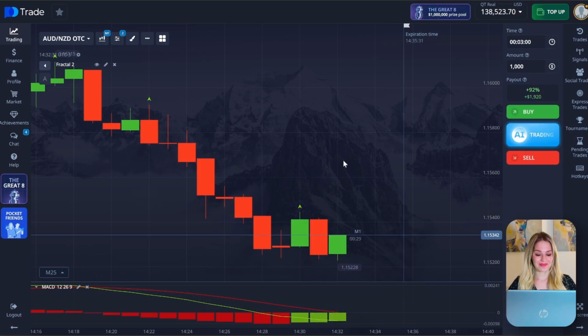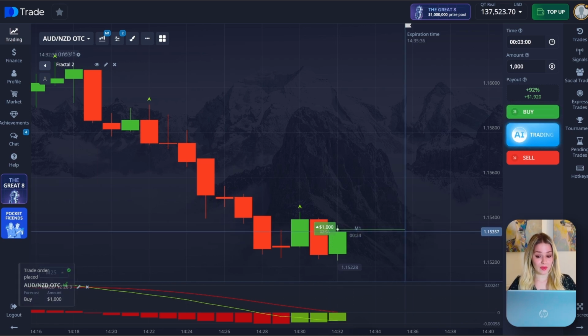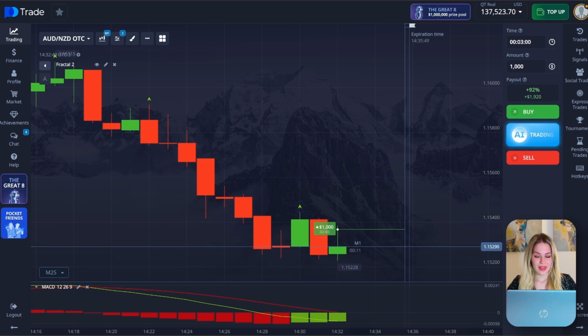9th trade. The trade will be bullish. Here, the situation is similar to our first trades. The red and green moving averages are parallel to each other. Let's remember our entry point and open for an increase. 3 minutes and $1,000 ahead.